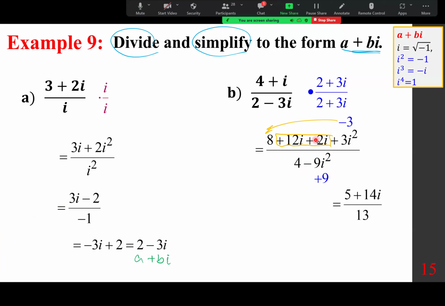We're done. If you left it as that, it's fine. However, the reason I like to separate them, so if somebody says, what is a? Clearly, it's not 5. It's 5 over 13. And b is 14 over 13. So you can see the standard form of a plus bi. That's truly helpful.